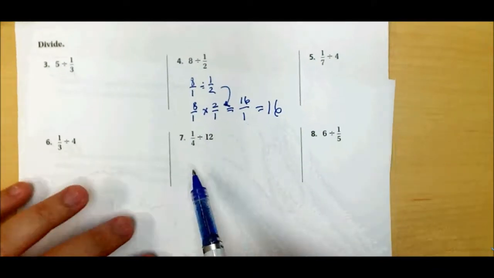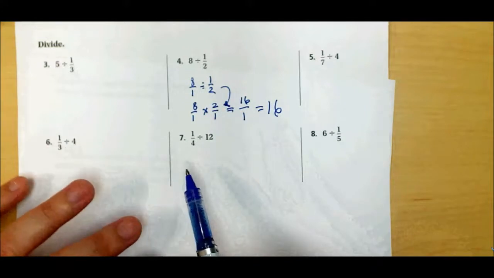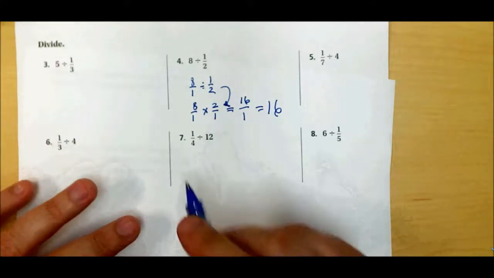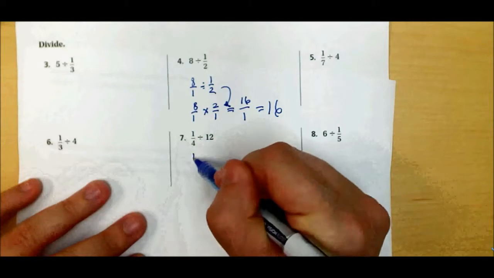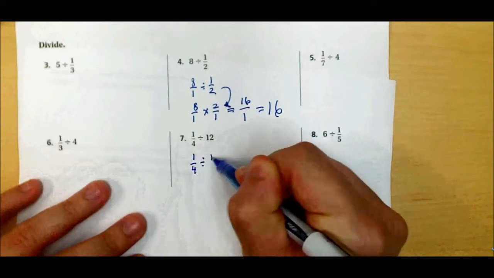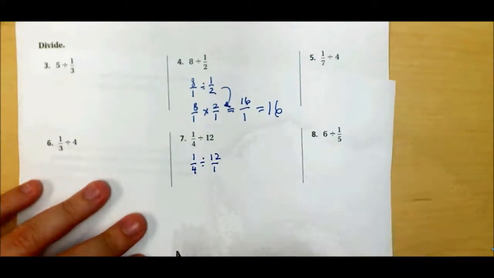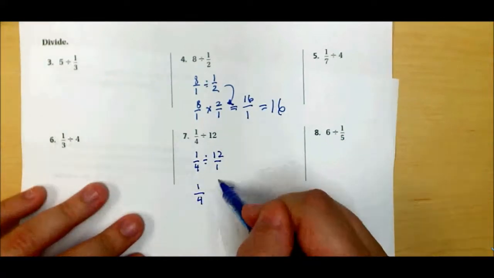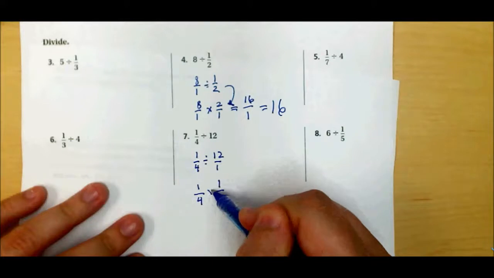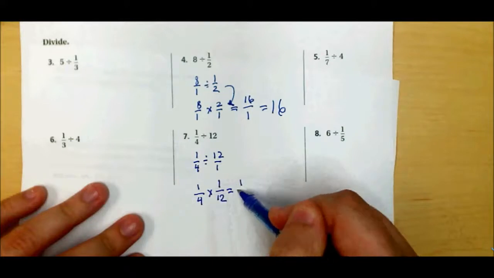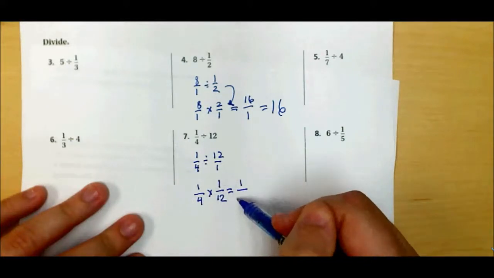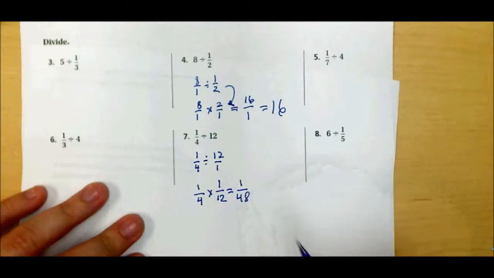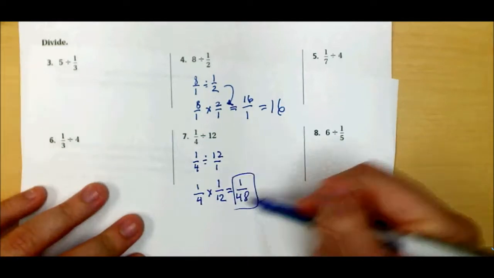Now I'm going to do this one, which is a fraction divided by a whole number. Once again, I'm going to turn them both into fractions. When dividing fractions, don't ask why, flip the second number and multiply. 1 times 1 is 1, 4 times 12 is 48. And 1 over 48 is my answer here.